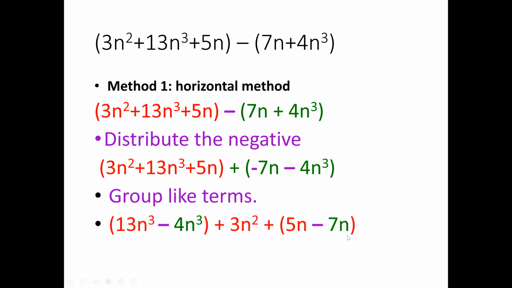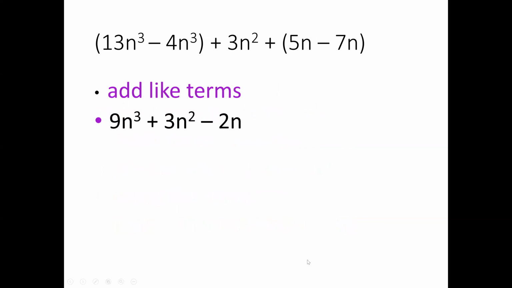Now, most of the time, by convention, we always write the term that has the highest exponent first. So that's why in the question they give us 3n squared plus 13n cubed, but we start with the n cubed first. Again, it's up to the individual. So 13n cubed minus 4n cubed will give me 9n cubed plus 3n squared. Then 5n minus 7n will give me minus 2n. So this will be our final solution: 9n cubed plus 3n squared minus 2n.